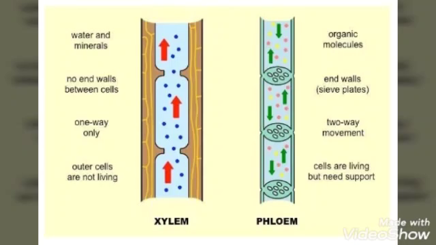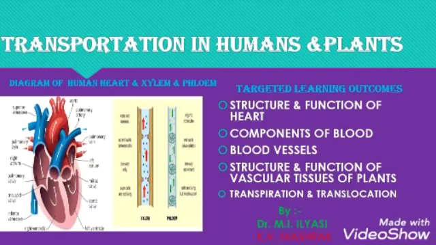Now, let us discuss some important questions or objectives of the lessons. I think you are very clear about the components of blood. What are the components of blood? RBC, WBC, platelets, and plasma. Serum may be separated from the plasma. Plasma without fibrin is known as serum.